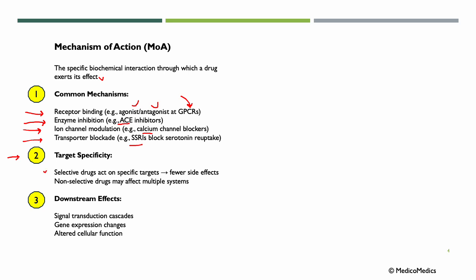So selective drugs act on specific targets and typically have fewer side effects, while non-selective drugs may act broadly across systems, increasing the risk of adverse effects. Now, once a drug binds to its target, it can initiate downstream effects like signal transduction cascade, for example, gene expression changes, or altered cellular function.